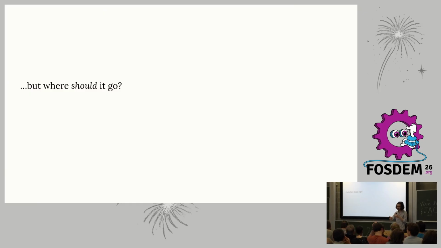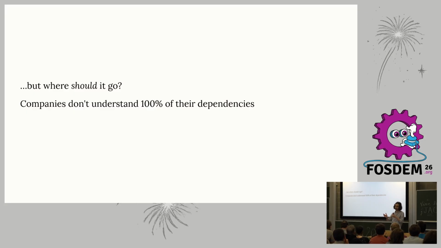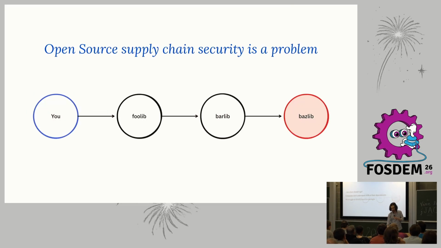But where should the money go? Obviously companies don't understand 100% of their dependency tree, and so don't necessarily know the best way to allocate all of that money that they're paying. And like I said, we struggle to identify especially the most important packages that keep our global infrastructure running. So that's one problem.